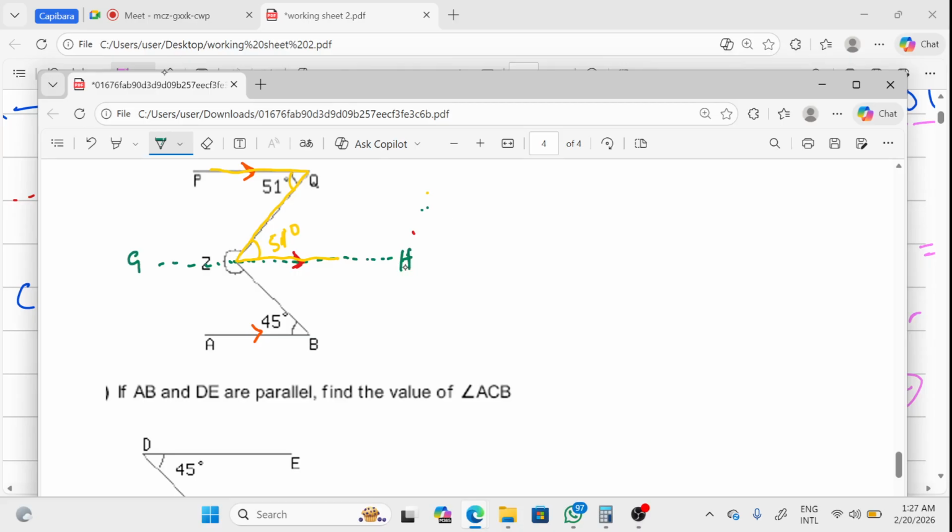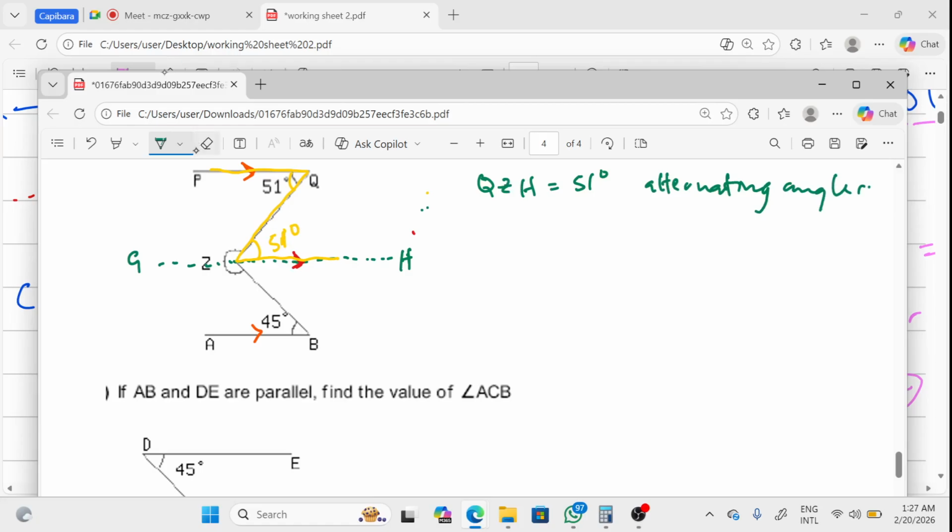Okay, this is point Z. So you can see right now that angle QZH is equal to 51 degree. Why? Because of alternating angles. If you are doing it in theory, you have to state the reasons. So you've been able to establish this as 51 degree.